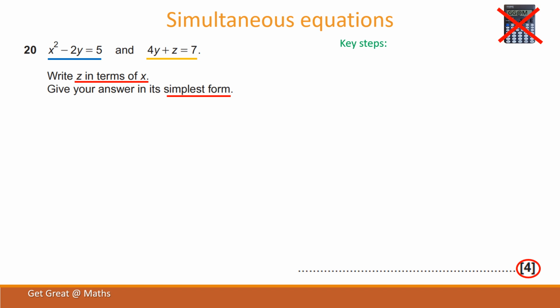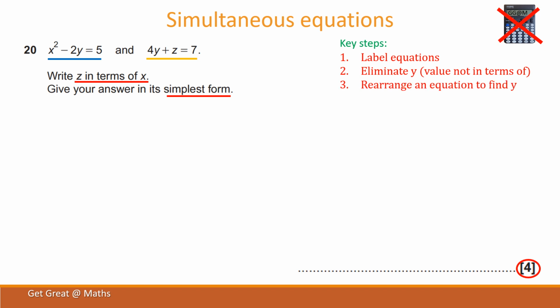The steps we need to follow to be able to do this are, first of all, we're going to label up the equations. Second, we're going to eliminate the y because that is the value it's not in terms of. So the question says z in terms of x, so we need to eliminate y. To do this, we need to rearrange an equation to find y. Then substitute this equation y into the other equation. Then we're going to simplify, which means rearrange to find z. Once we've done these 5 steps, then you will be able to get an answer z in terms of x.